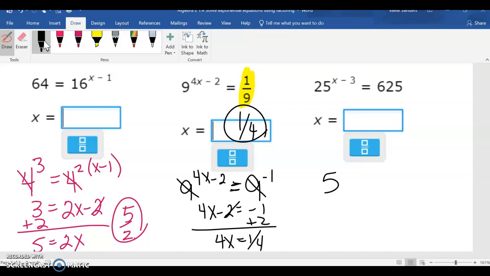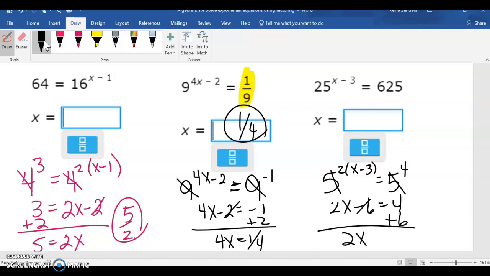5 squared, 2x minus 3. 5 to the 4 gives you 625. Distribute the 2. Add the 6. Divide by the 2. And you get 5.